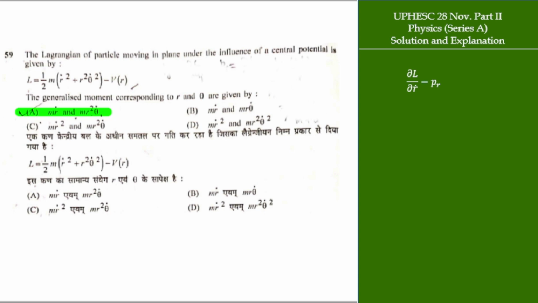So the generalized momentum with respect to r can be calculated using the derivative of the Lagrangian with respect to r dot, while the generalized momentum with respect to theta is given by the derivative of the Lagrangian with respect to theta dot. So let's solve this one. With the Lagrangian you have, you will get the value of p r equals m r dot, while the value of p theta will be m r square theta dot. So the correct option is A.